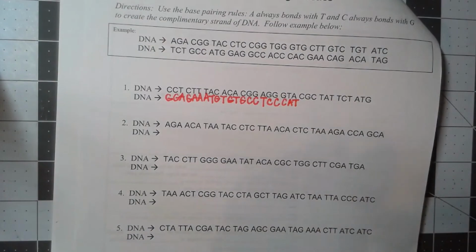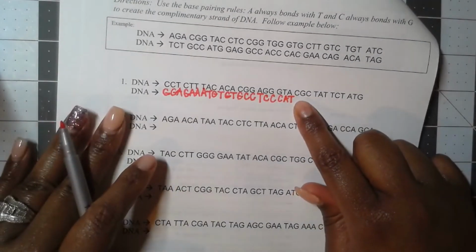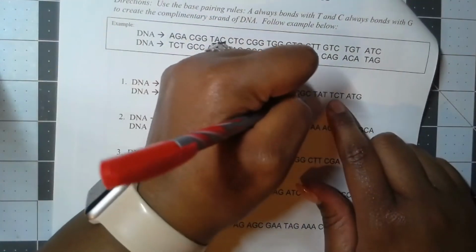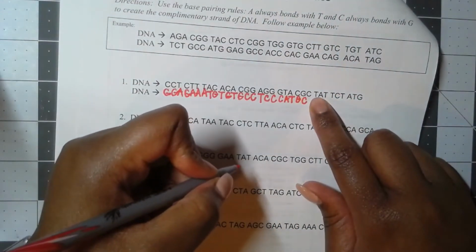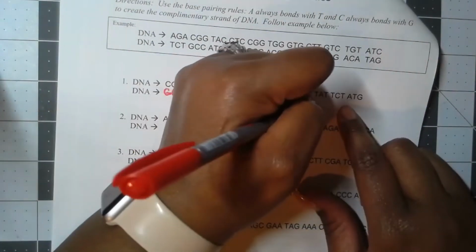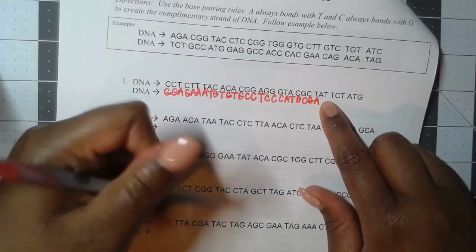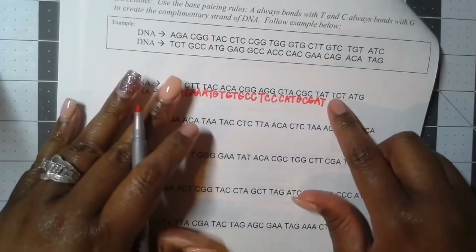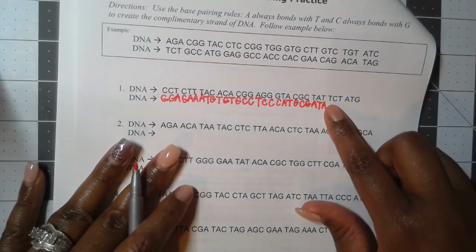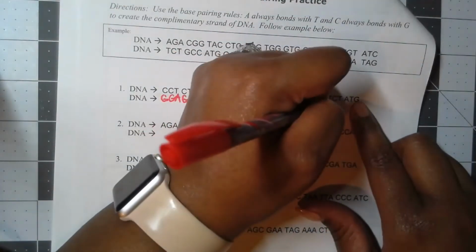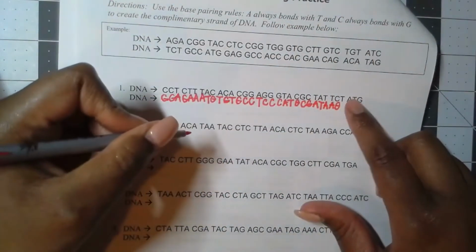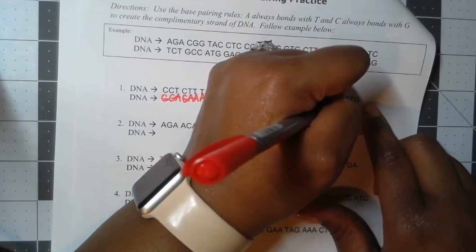Almost done. I've got a C. That C will pair with a G. My G will pair with a C. My C will pair with a G. My T will pair with an A. My A will pair with a T. The T will pair with an A. I've got a T that pairs with an A. I've got a C that pairs with a G. A T that pairs with an A.